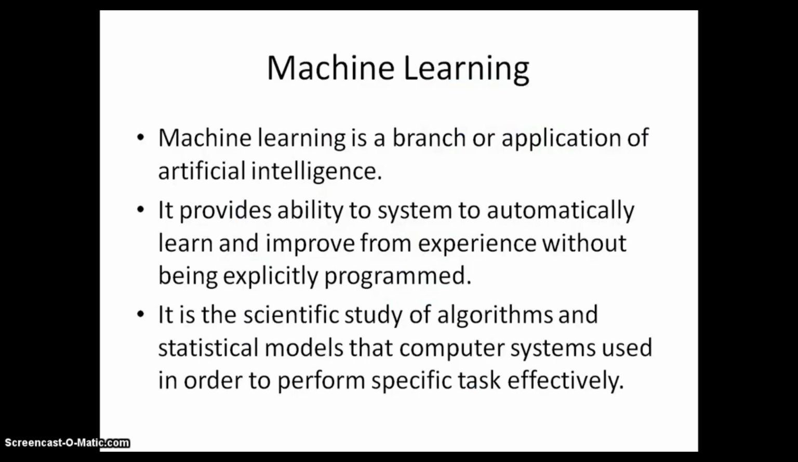So machine learning is a branch or application of artificial intelligence, and it is used to train a model so that the model could perform the same as a human being and make predictions using data without any human assistance or without being explicitly programmed. It provides the ability to a system to automatically learn and improve from experience without being explicitly programmed. It is a scientific study of algorithms and statistical models that computer systems use in order to perform specific tasks effectively.